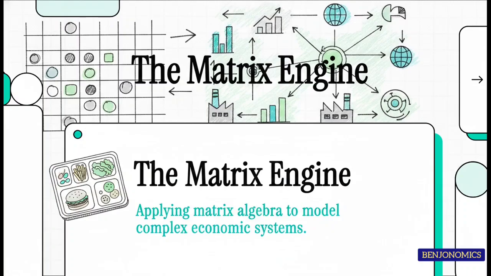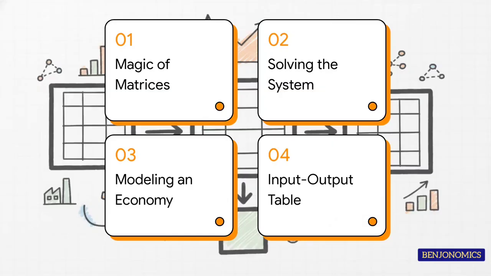By the end of our time today, you're going to see how a simple, unassuming grid of numbers holds the absolute key to understanding the wildly complex web of global industries. So, here is our roadmap for today. First up, the magic of matrices. Then, solving the system. Third, modeling an entire economy. And finally, we'll wrap up with the input-output table.